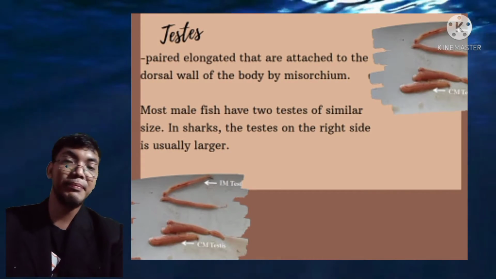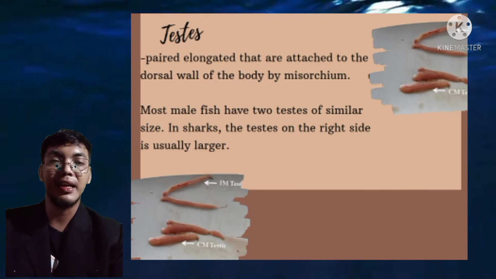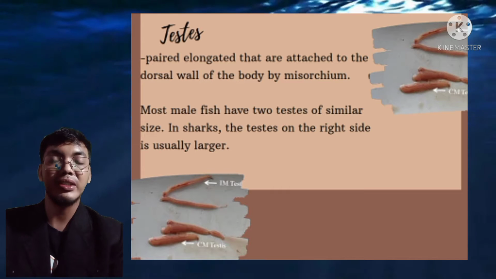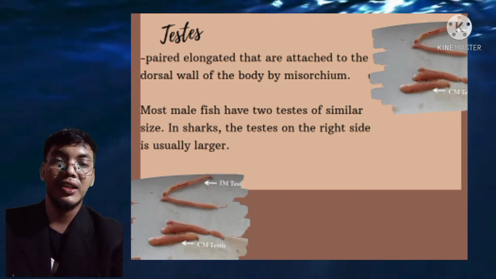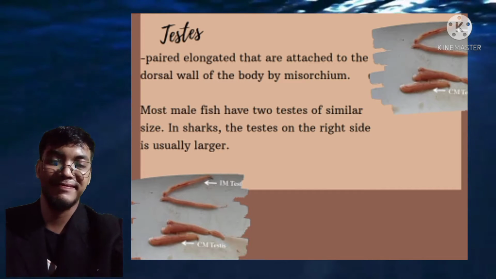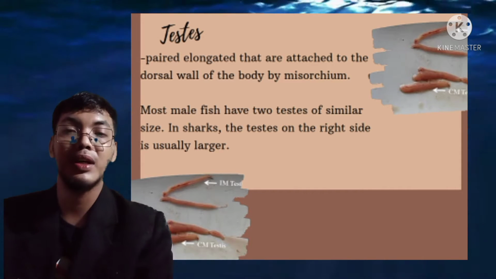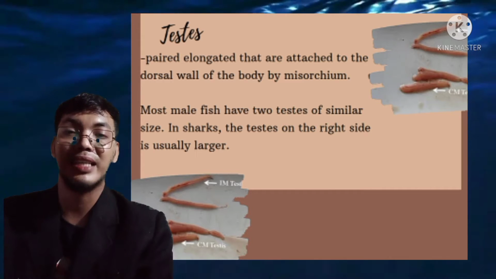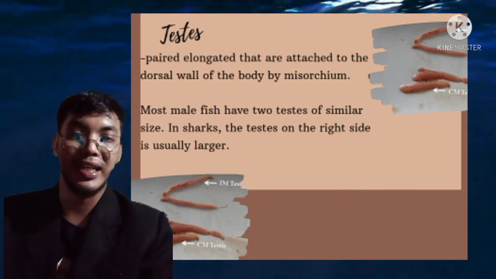Testes. These are paired and elongated, attached to the dorsal wall of the body by the mesorchium. Mesorchium is a fibrous sheet of connective tissue. Like we humans, most male fishes also have two testes of similar sizes. In sharks, the testis on the right side is usually larger.